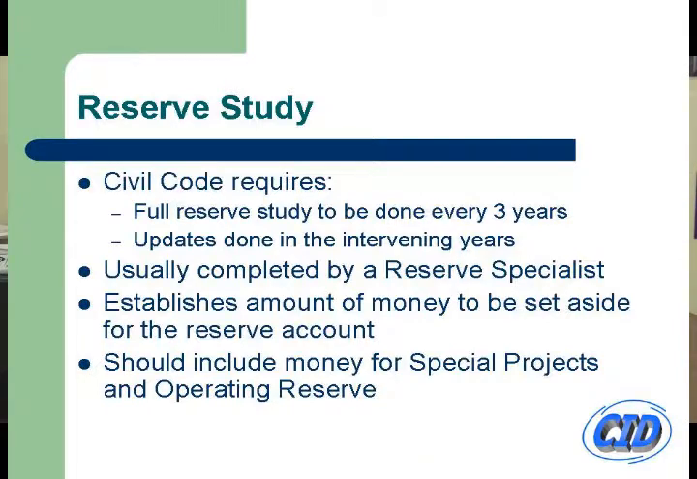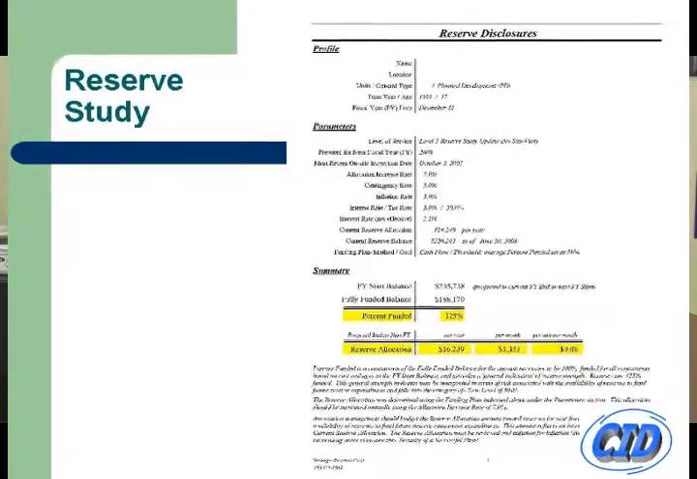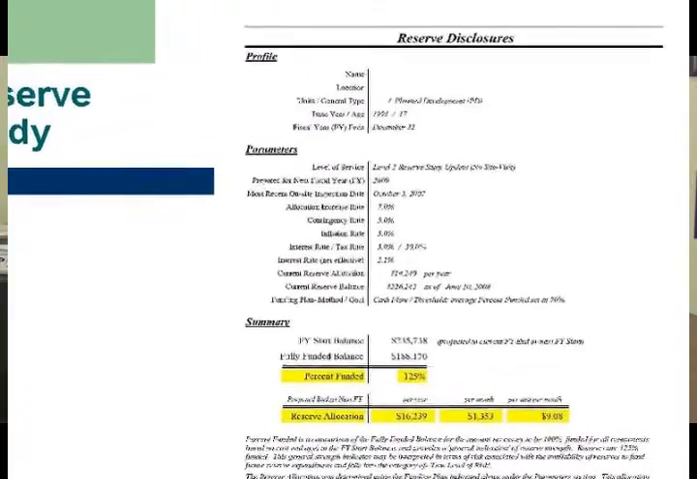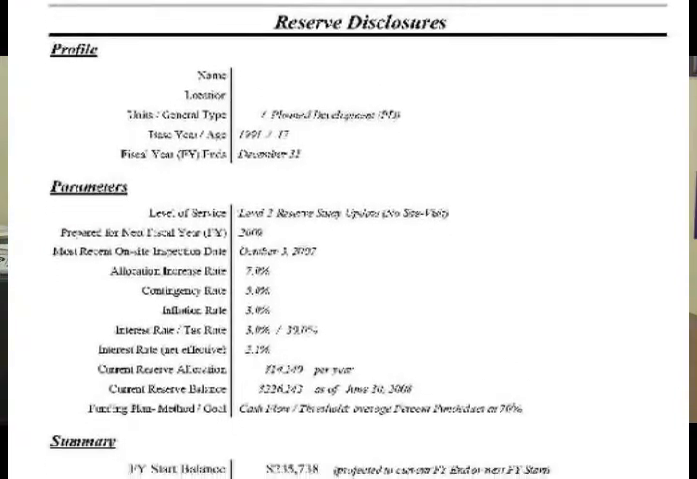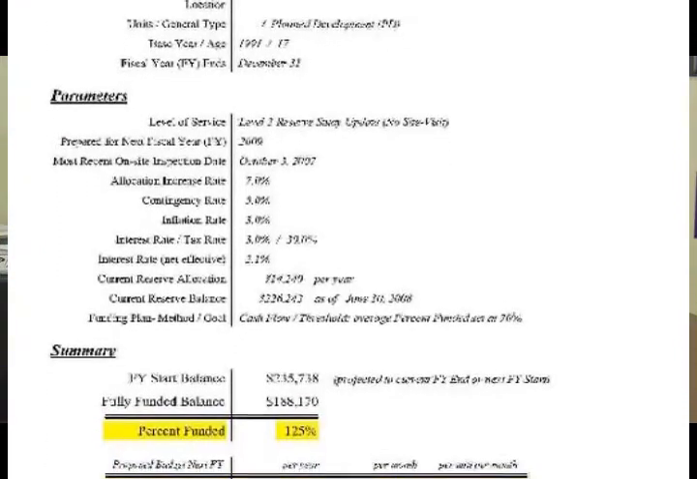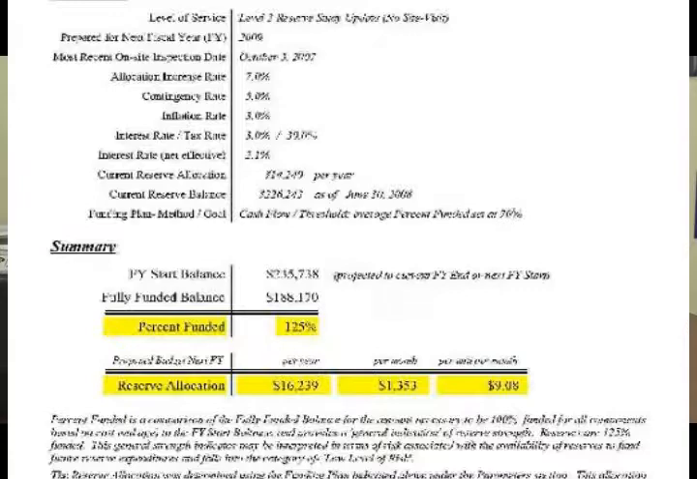And then they establish the amount of money that needs to be set aside to meet these reserve items. And so you should also include money in there for any special projects that might be coming up, and also any operating reserve money that you need to have increased as well. So let's take a quick look at some of those different items that you'll see in terms of the reserve study. You'll see on the reserve disclosure here, you'll have a variety of different things: the profile of the community, the parameters that they're using to determine the amounts that they're estimating, the summary, how much you've got percent funded, and what they estimate as a reserve allocation that you'll need to be making.